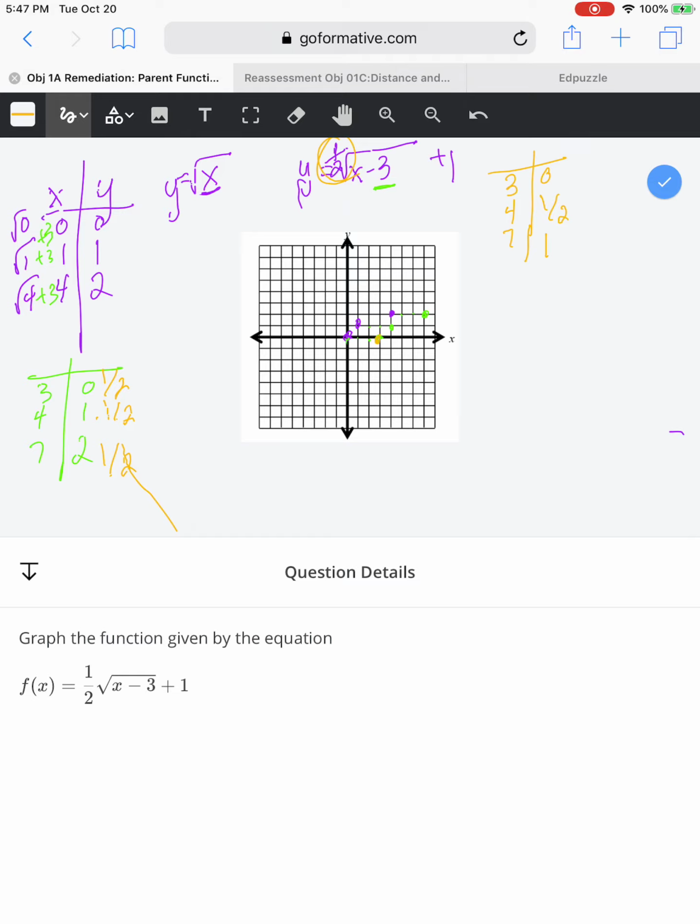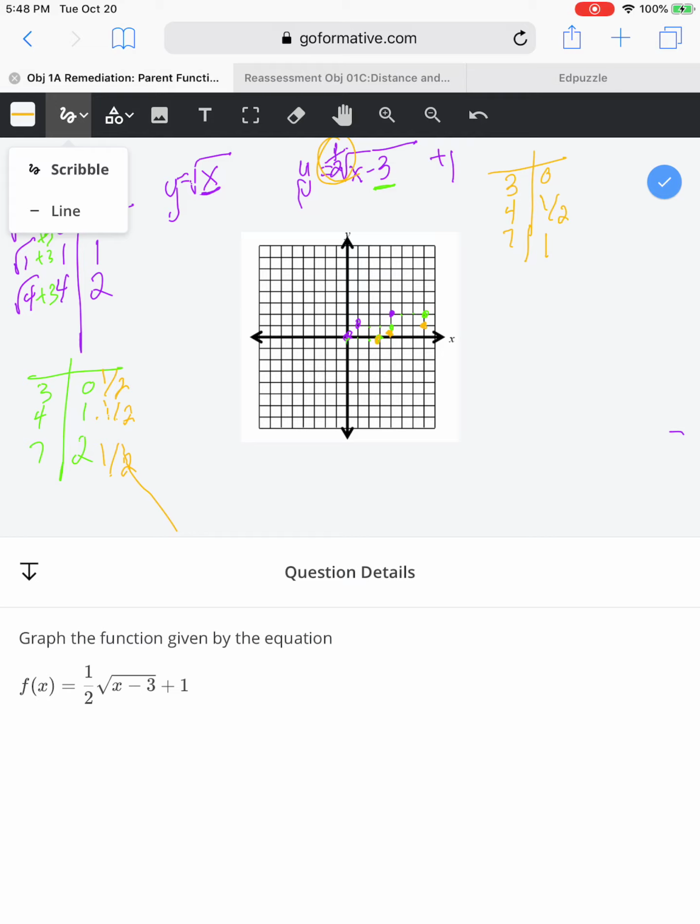So 0, 0 stayed the same. Then this is going to be at a half, so a little bit lower. And this one's going to be at 1. So it's going to be a shrink. It's going to get closer to the x-axis. My y values get half the size.